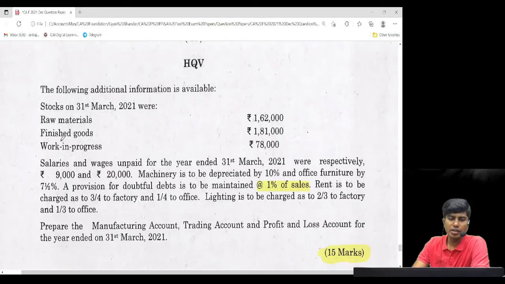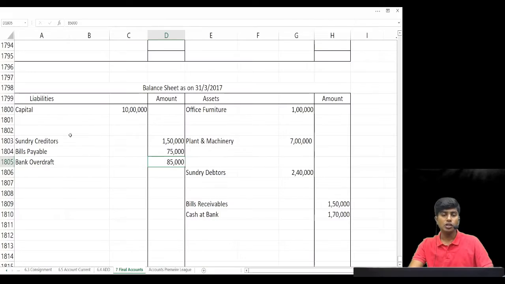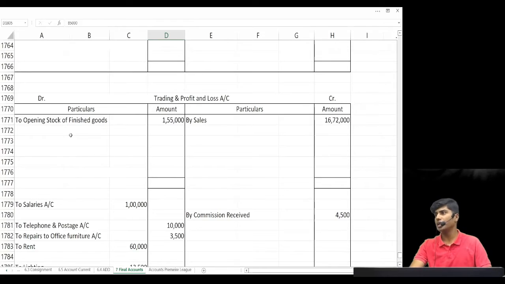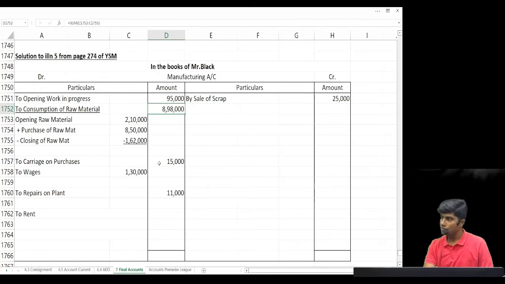Number one, they've given closing stock: raw material, finished goods, work in progress. Raw material 1 lakh 62. We'll use it in computation of consumption of raw material. So in my consumption of raw material, that is in manufacturing account, we do opening raw material plus purchase of raw material minus closing raw material. How much is closing raw material? 1 lakh 62. If we deduct this, how much is consumption? 8 lakh 98,000. First done.